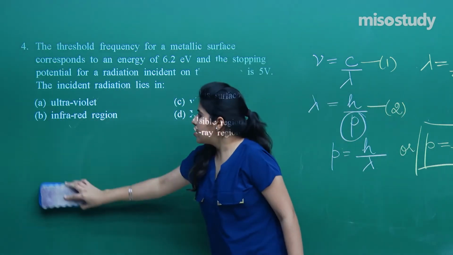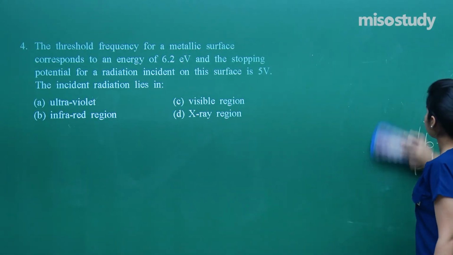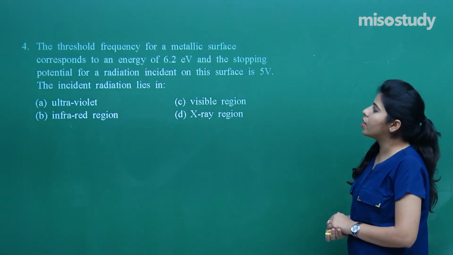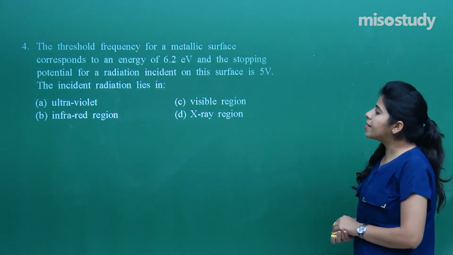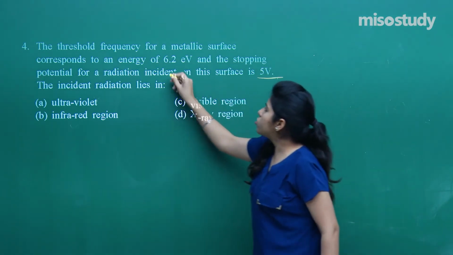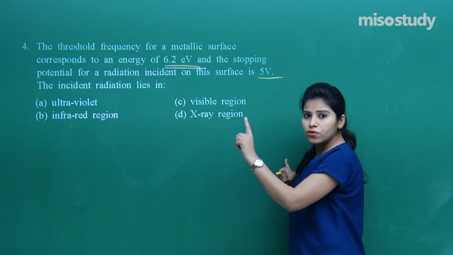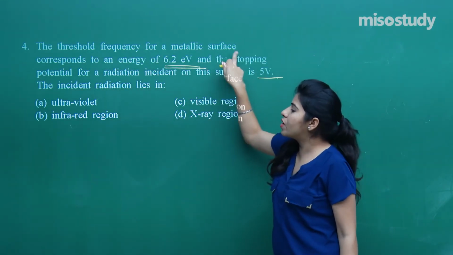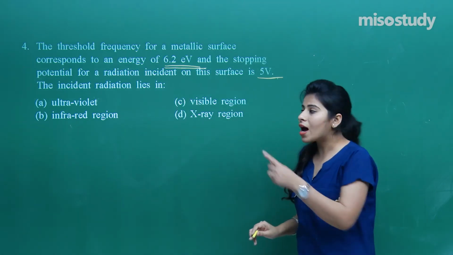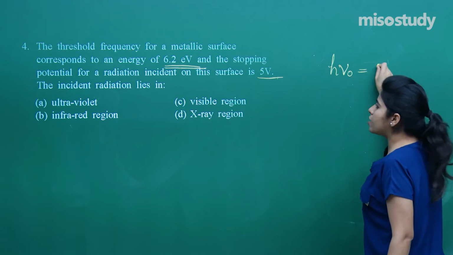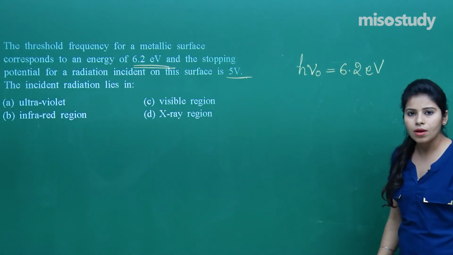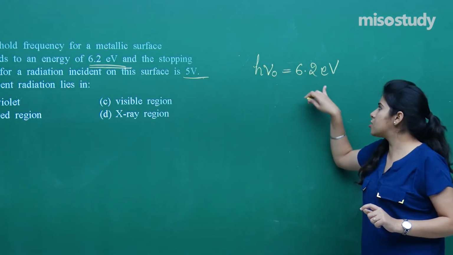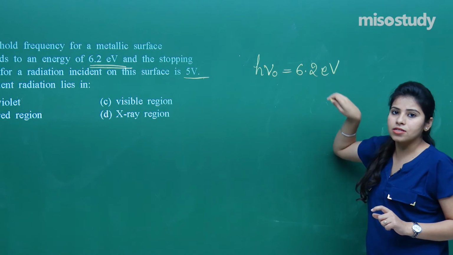All right. So the next question says that the threshold frequency for a metallic surface corresponds to an energy of 6.2 electron volt, and the stopping potential for a radiation incident on this surface is 5 volt. Now just see what are the two things that have been given. First of all, what you have to notice in this question is the threshold frequency for a metallic surface corresponds to the energy this. That means I can write this energy as h nu naught equals 6.2 electron volt, because the threshold frequency is nu naught, and it corresponds to the energy this much. So I can write h nu naught equals to this.